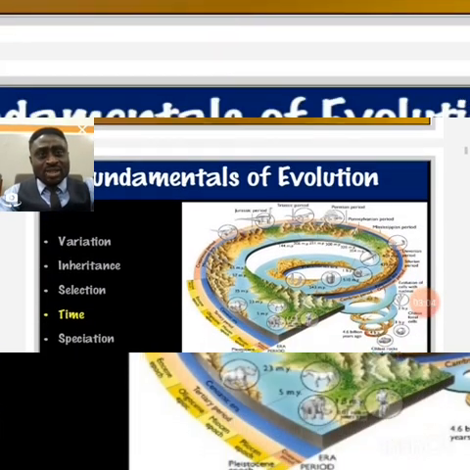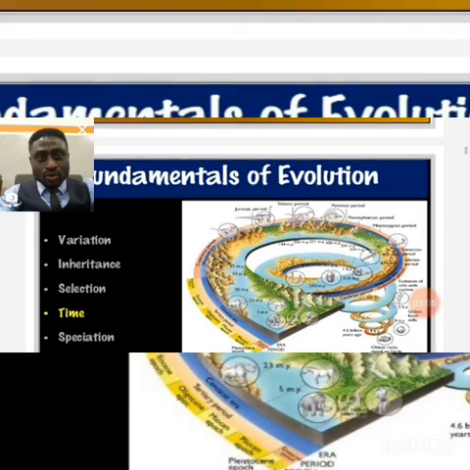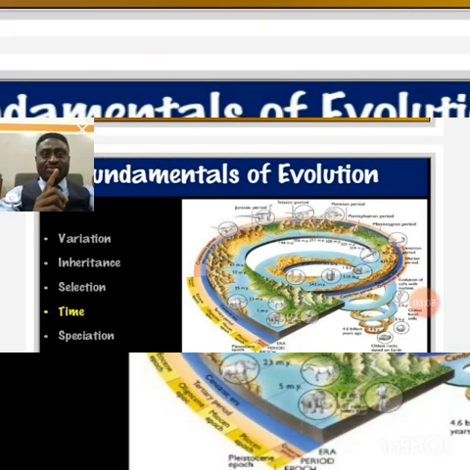Now, the fundamentals of evolution are as follows. Variation is key, because variation has to do with the differences you can find between two or more species of the same kingdom or the same class or category. Then inheritance has to do with the traits or characteristics that are passed by parents to their offspring, young ones or progeny, from one generation to another.